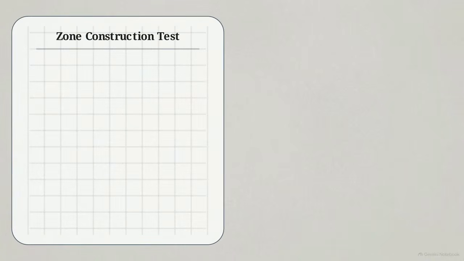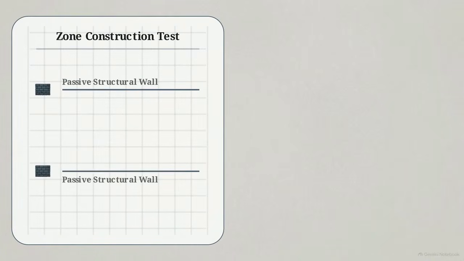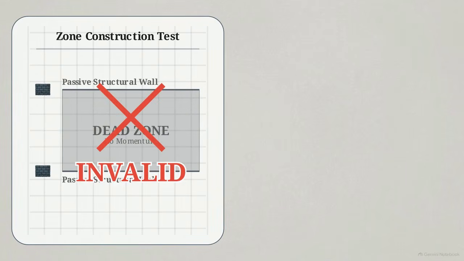This logic test shows why most zones fail. On the left, we pair a passive wall to another passive wall. Combining two passive variables identifies a boundary, but it provides no information about momentum.